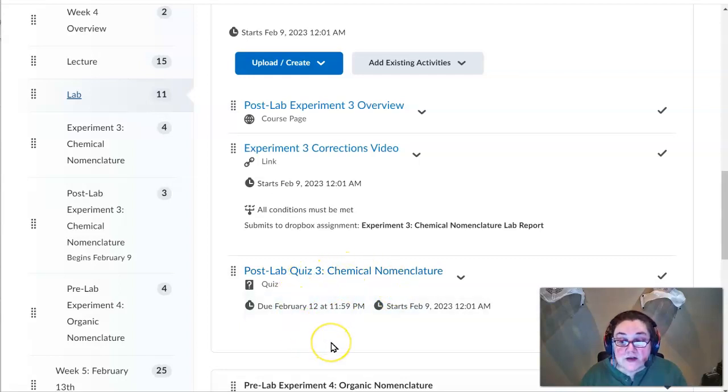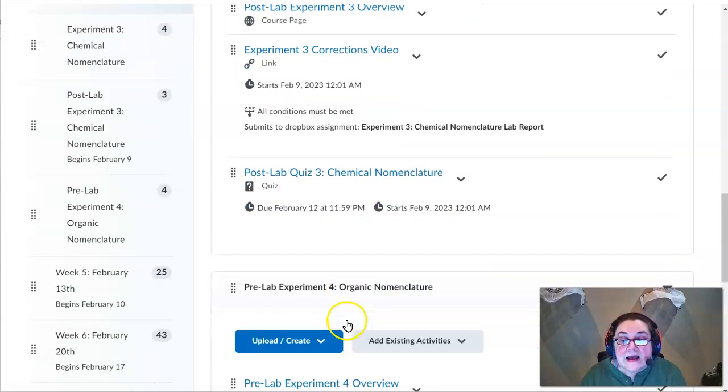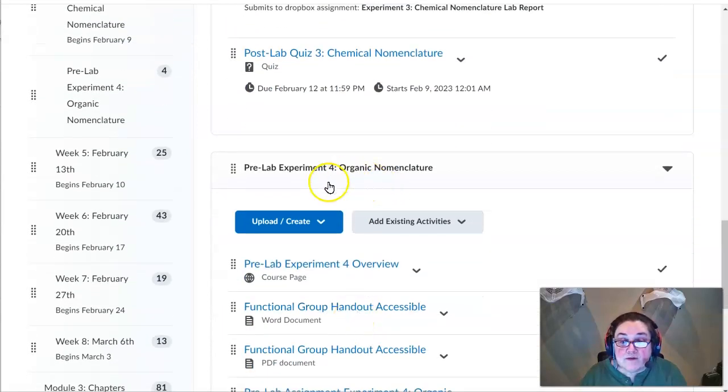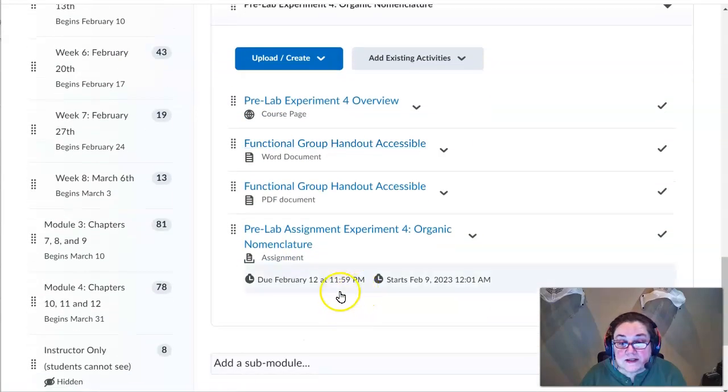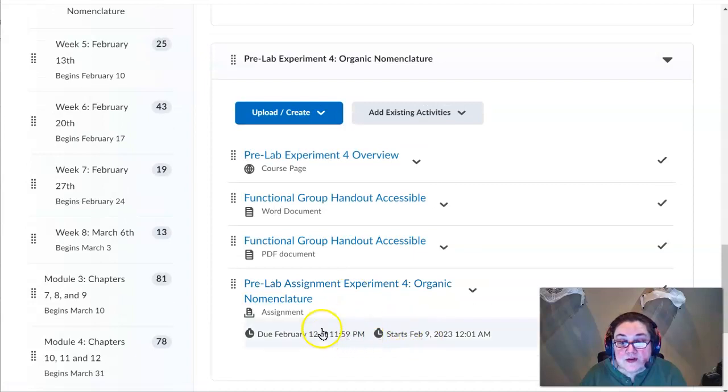There's actually nothing to turn into a Dropbox for this. It's chemical nomenclature, the naming of chemical compounds like we did in lecture last week. And so you are writing out the names of things and answering questions related to that. In addition, you will have a pre-lab for experiment 4 that is due on Sunday. So this will be due on Sunday, February 12th.